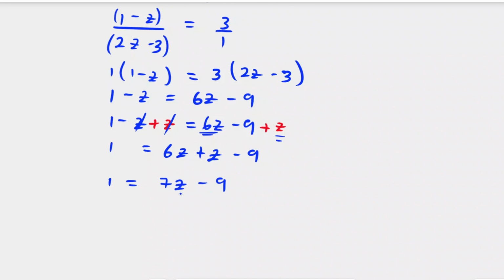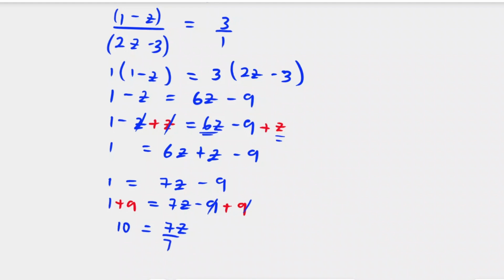Don't forget, we have to find the value of z. So we have to do away with this negative 9 by adding 9 to both sides. That's going to be 1 plus 9, and that is equal to 7z minus 9. So when you simplify 1 plus 9, that's going to be 10, equal to 7z. And now, negative 9 plus 9, they are going to erase each other. So that's what we have.